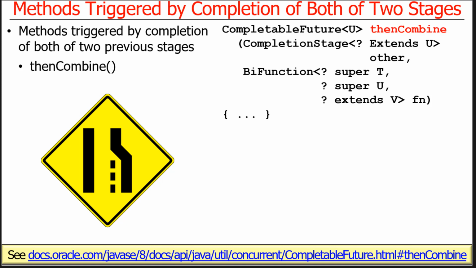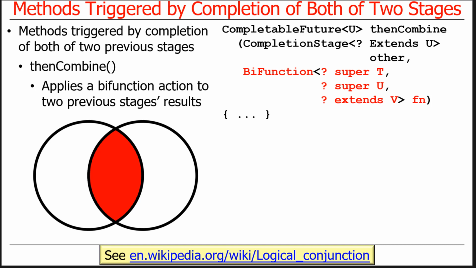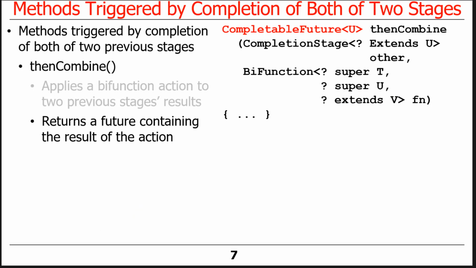So thenCombine. You can see thenCombine takes a BiFunction, and it's going to apply this BiFunction to the results of two previous stages. And you'll see in a second how it's used to do this. So you can think of this as a logical conjunction, right? Something gets run only when both of the previous things complete. And it returns a CompletableFuture containing the result of the action which is applied after both previous stages complete.